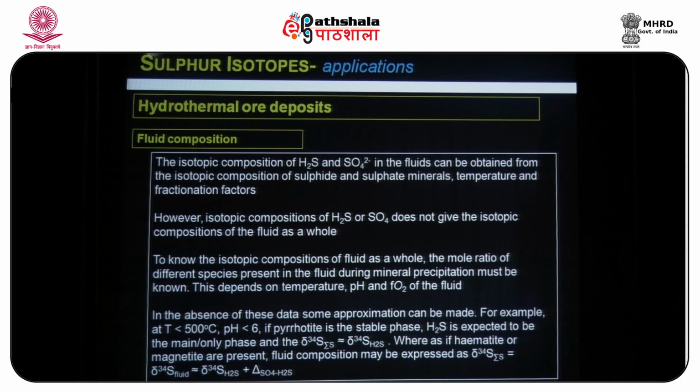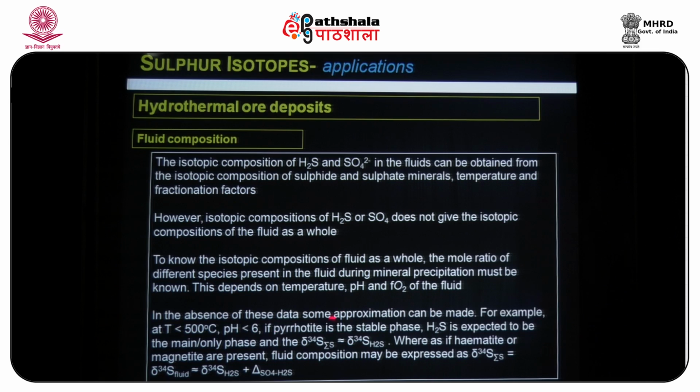So, what we need in that case is the molar proportions of H2S and SO4, and also the pH values and the oxygen or sulfur fugacity during the precipitation of sulfide minerals. There are different ways to know that, but it is not a very easy task. Still, we can find out these values, particularly the molar ratios of H2S versus SO4.